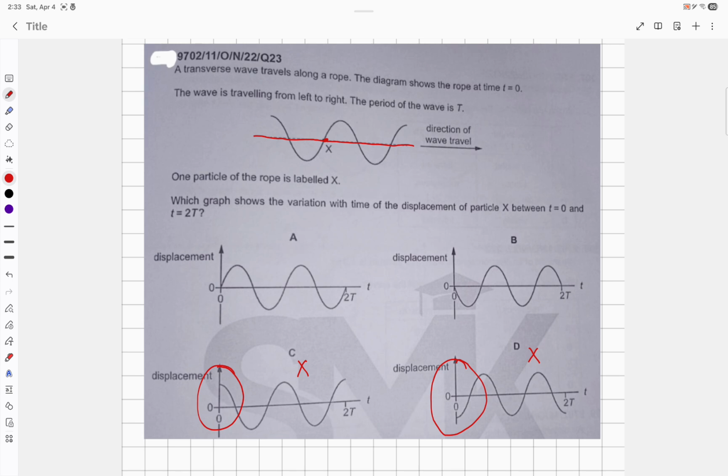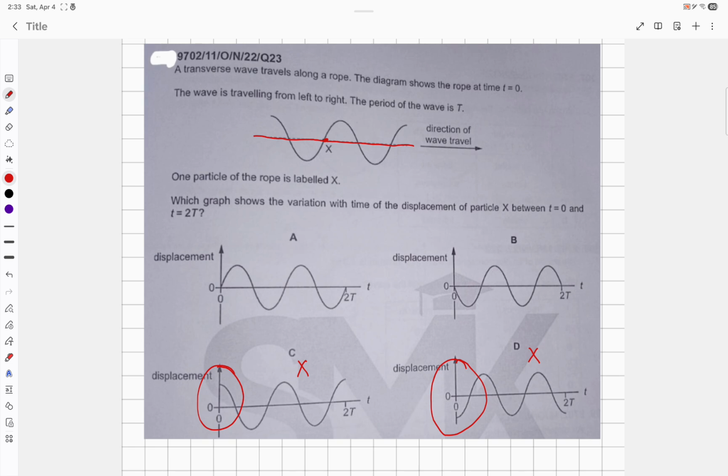Now if you look at graphs A and B closely, A looks exactly like the shape of the real wave graph, while option B is, sorry for that, in the opposite direction. Now we are looking for how x travels, and remember that it's a transverse wave. The particle always tries to vibrate perpendicular to the direction of travel of the wave.